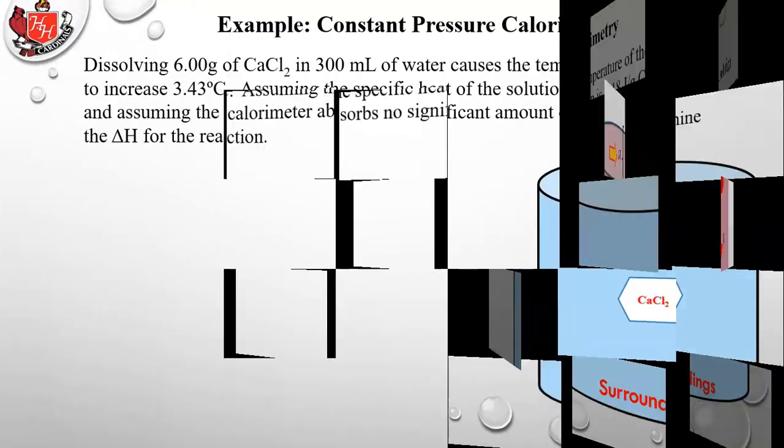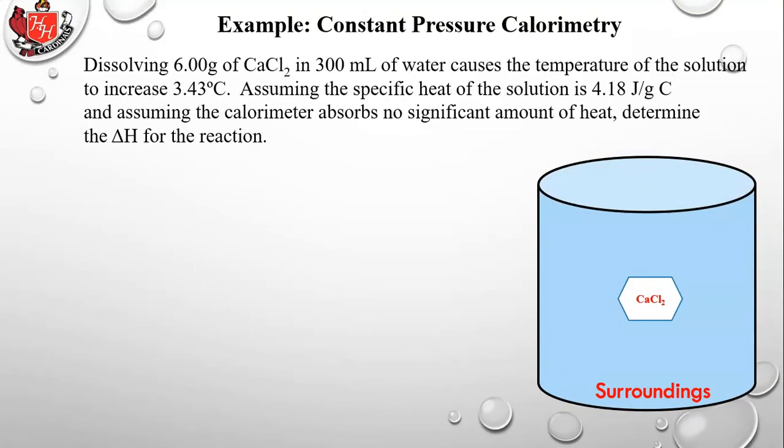So let's see an actual example with actual numbers. Dissolving 6 grams of calcium chloride in 300 milliliters of water causes the temperature of the solution to increase by 3.43 degrees centigrade. Assuming the specific heat of the solution is 4.18 joules per gram centigrade, that's a number you almost should memorize. It is the specific heat of water, but since the majority of the solution is water, we can just assume it's the specific heat of the solution as well. Sometimes you can make those assumptions and simplify it. So that is the specific heat of water.